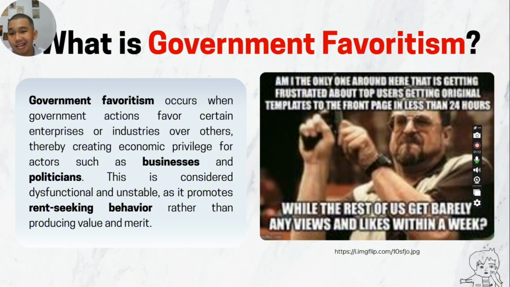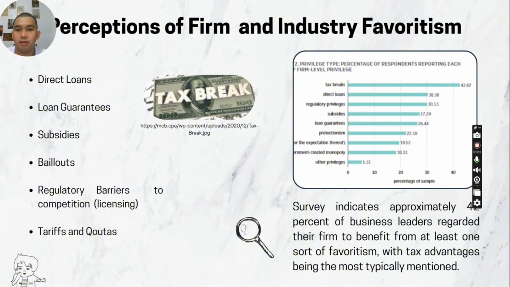It is a phenomenon where the money goes, the people go. This is closely linked to the concept of economic privilege and can manifest in various ways. So, perceptions of firm and industry favoritism. This measure identifies whether business leaders believe that their firms benefit from various forms of government help, such as consumer guarantees, subsidies, bailouts, and regulatory barriers, competition licensing, tariffs, and quotas.